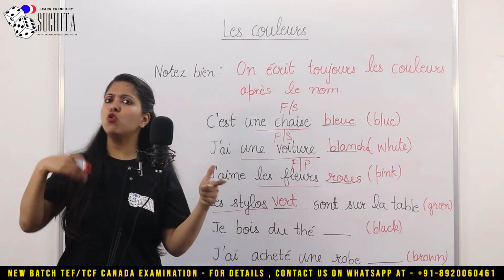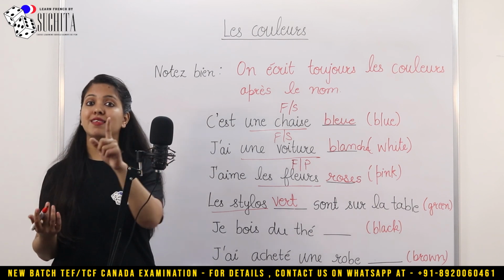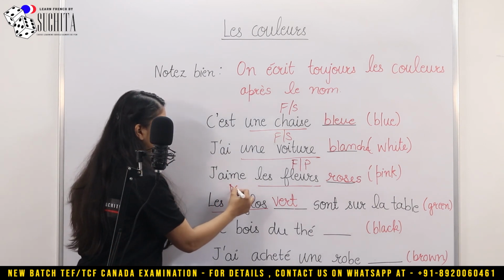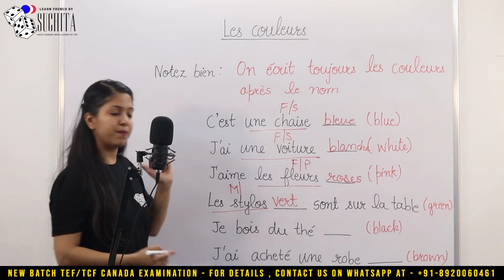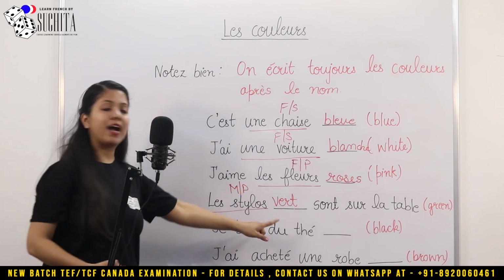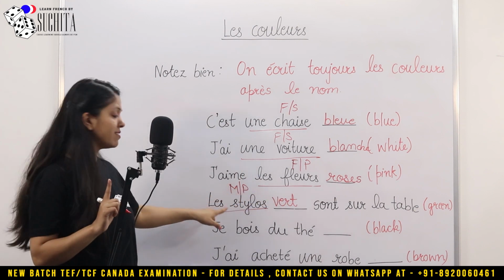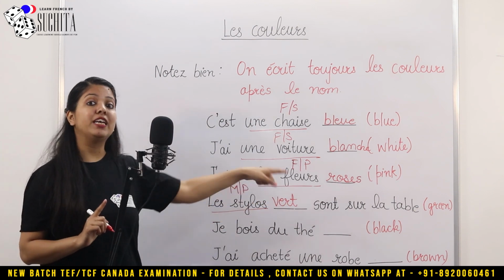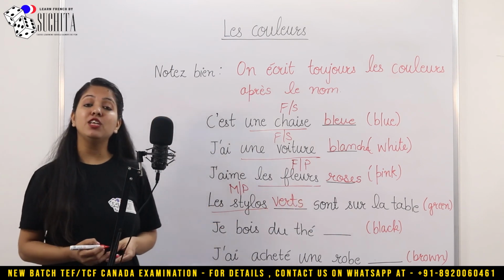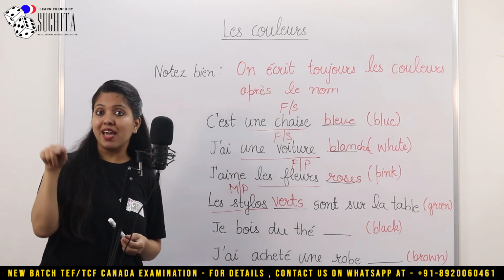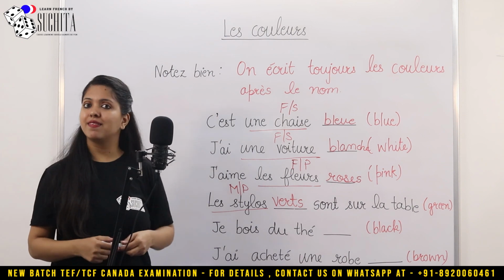Now green is telling me the color, the quality of pens. And that is un stylo ou une stylo? Là c'est un stylo. Masculin. Singulier ou pluriel? Les stylos. C'est pluriel. So that means I do not need to make it feminine because stylo, that's masculine. But I need to make it plural. So you will say les stylos verts, verts avec S, sont sur la table.